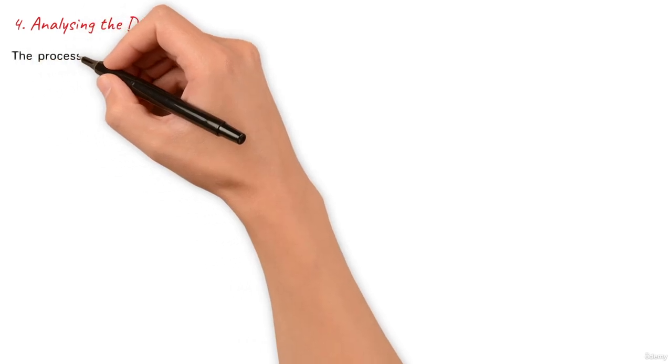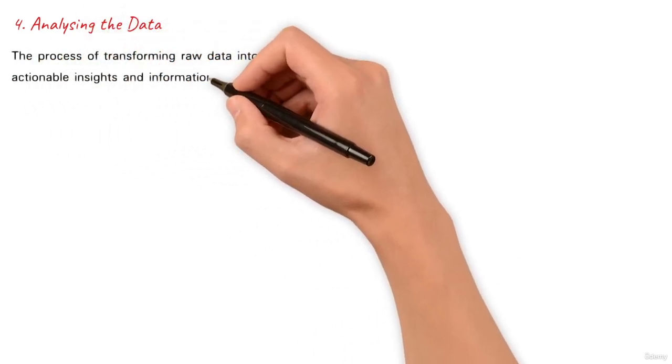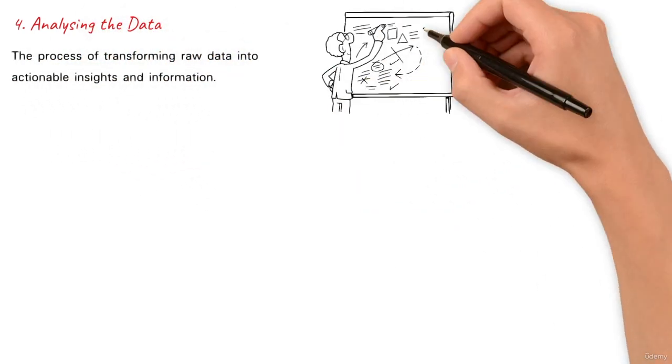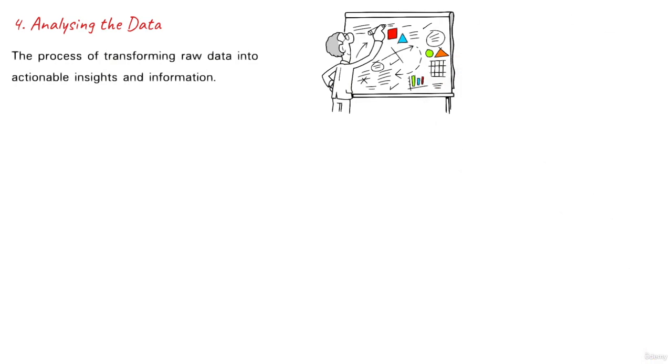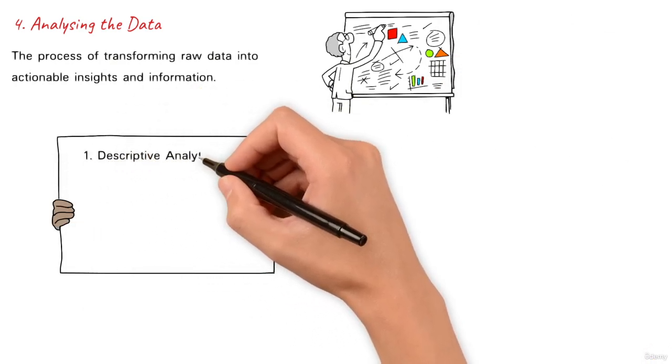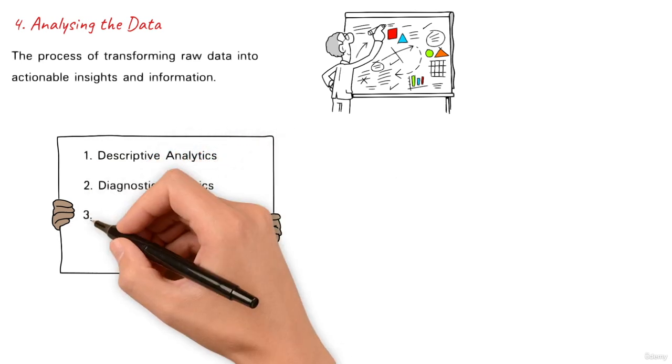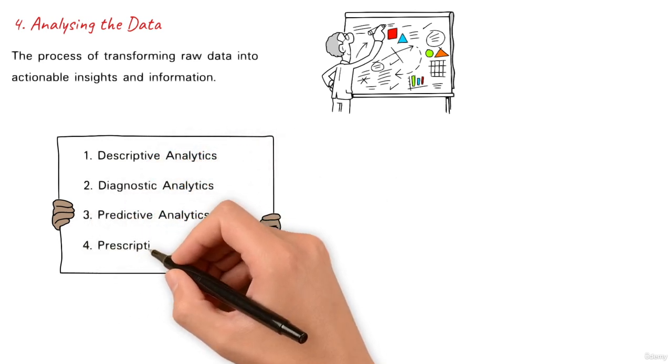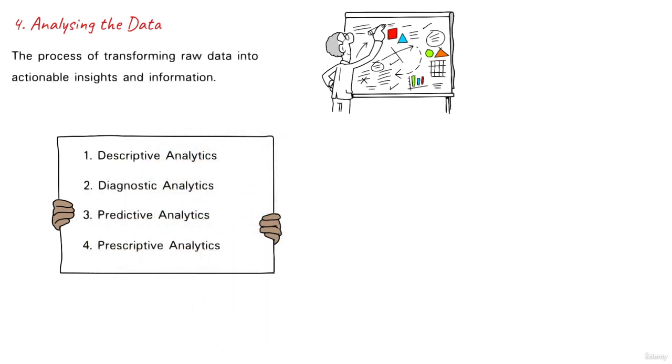After our data is clean, we can finally begin our analysis, which is the process of transforming raw data into actionable insights and information. At this stage, we'll be using any one of the 4 data analysis types that we went over in the last lecture, but more often than not, you'll be carrying out either descriptive or diagnostic analytics.